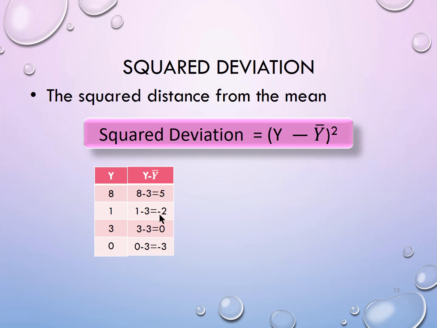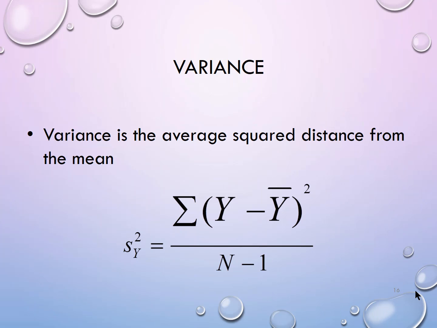So we're just adding another column and we're squaring each of these values. So 5 squared is 25, negative 4 squared is 16, 0 squared is 0, and negative 3 squared is 9. So now when we add these up, we have the sum of the squared deviations. In this case, this is 38. And that's all we need to get our variance.